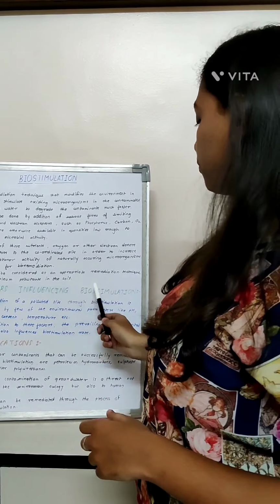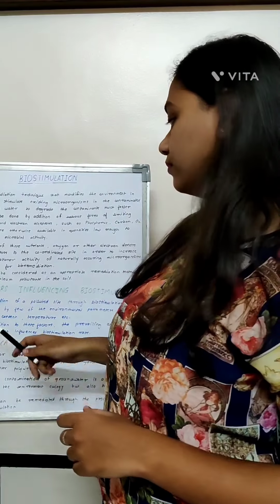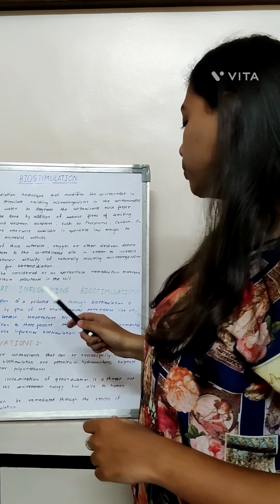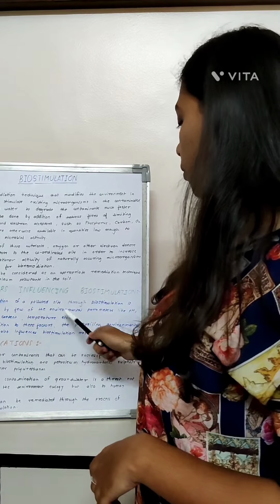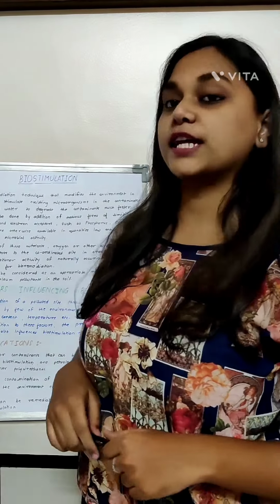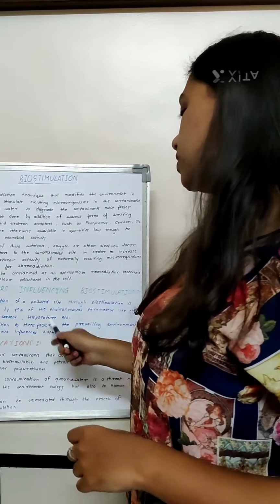Now, what are the factors influencing biostimulation? Bioremediation of the polluted site through biostimulation is influenced by a few environmental parameters like pH, moisture content, temperature, etc. Now we know that microorganisms require optimum temperature and optimum pH for their growth.